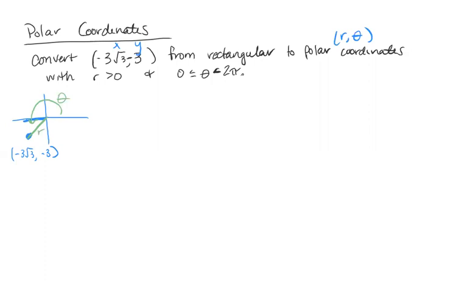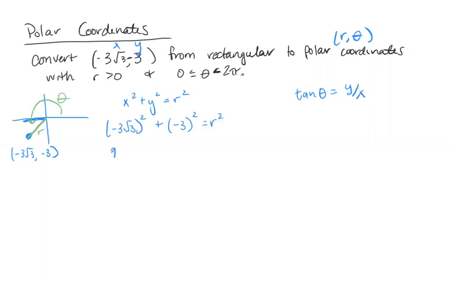So how I'm going to do that is to use the relationships that we know between rectangular and polar coordinates. The first one is that x squared plus y squared equals r squared. This is going to help us find r, and then in a minute we'll use that tangent of theta is equal to y over x to find what theta is. So x squared plus y squared equals r squared. My x value is -3 root 3 squared. My y value is -3. We're going to square that. And that's going to give us r squared.